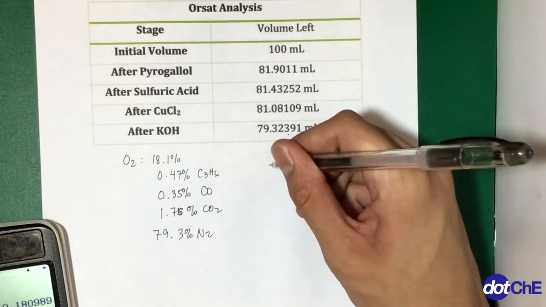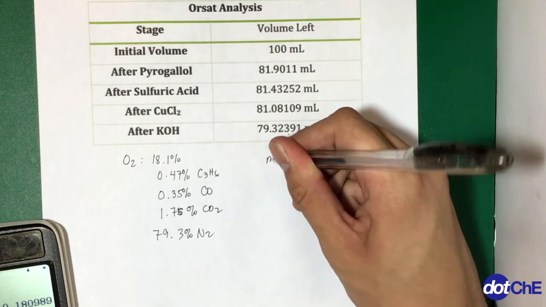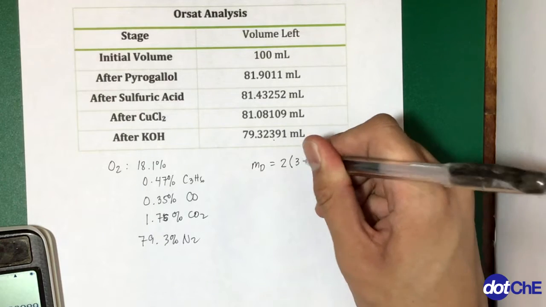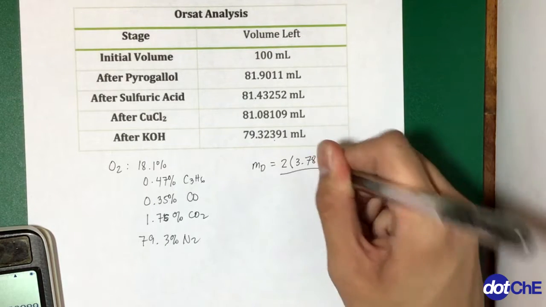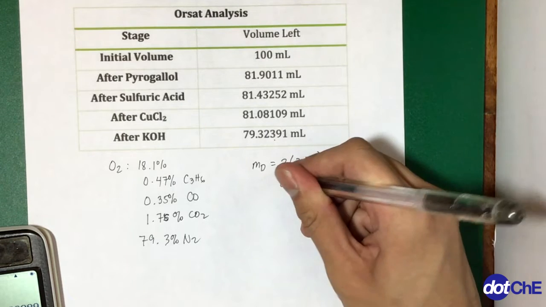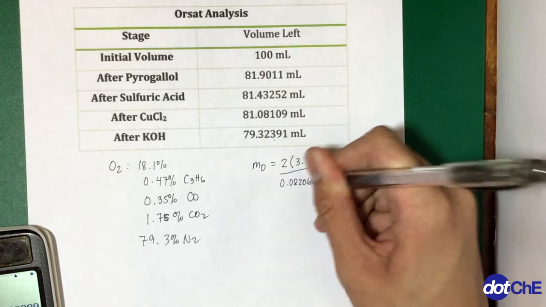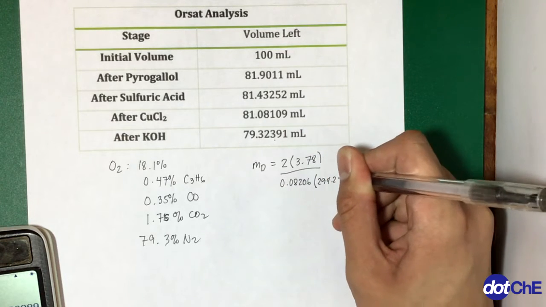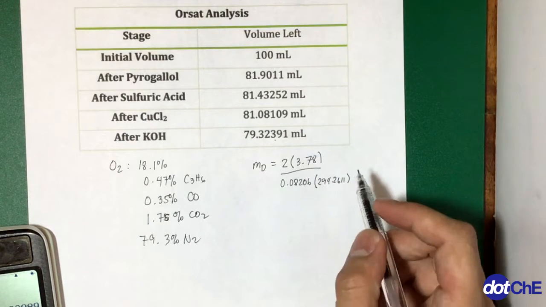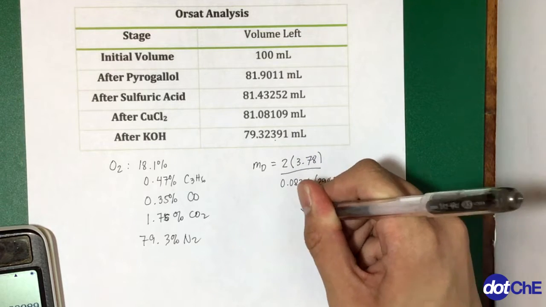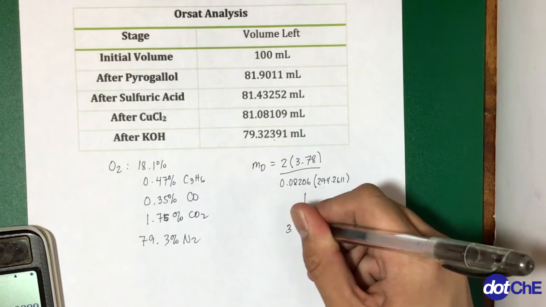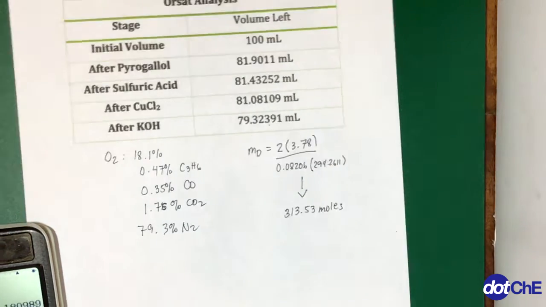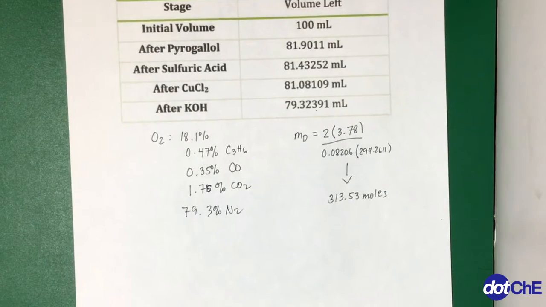Now we are given the conditions, so that's 2 multiplied by the number of gallons, 3.78, or that's the number of liters rather. Then we use the ideal gas law. Then we convert 70 degrees, 7 degrees Fahrenheit into Kelvin. Thus we have 313.53 moles of gas.